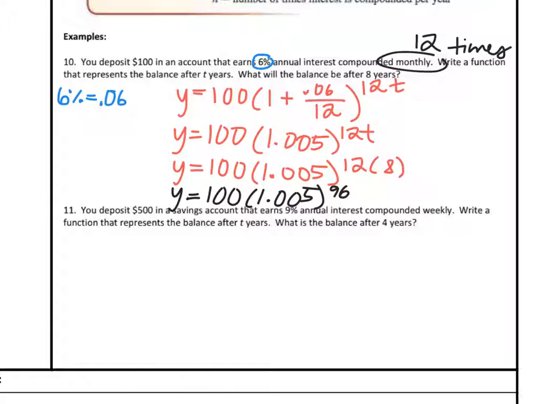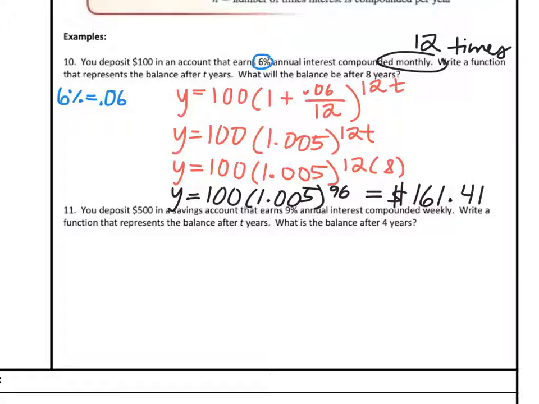And we're talking about money, so we want 2 decimal places. So that would be, if this is what you got in your calculator, you did it right. Remember, if you are having trouble typing it in, just let me know. You can type this all in at once. $161.41.